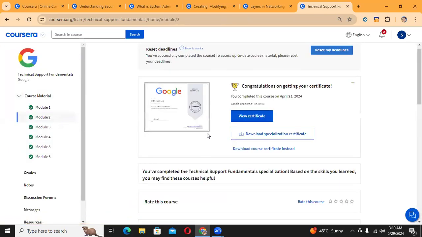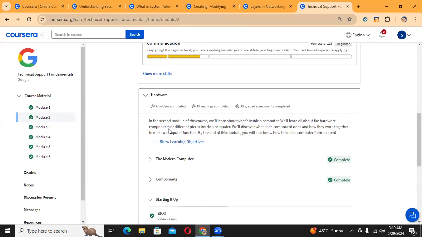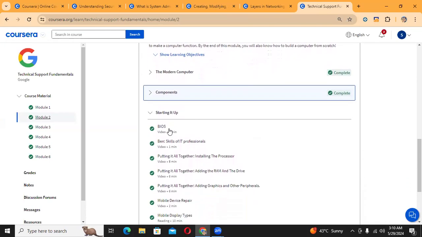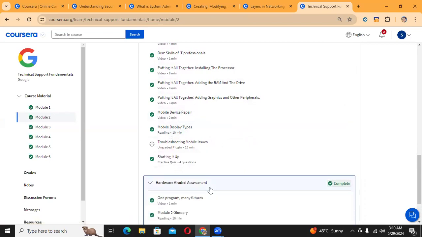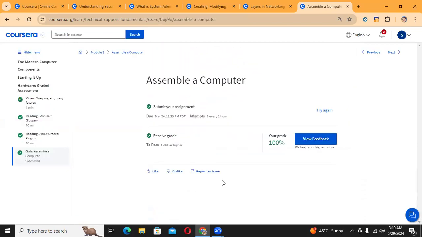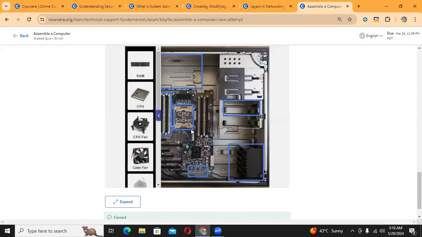In module 2, we have to understand the hardware. We take an in-depth look at computer hardware, including how it works and how to troubleshoot it. We have different components in it, like RAM, a drive, a CPU, motherboard, printers, and keyboards, etc. And we will learn how to assemble a computer.